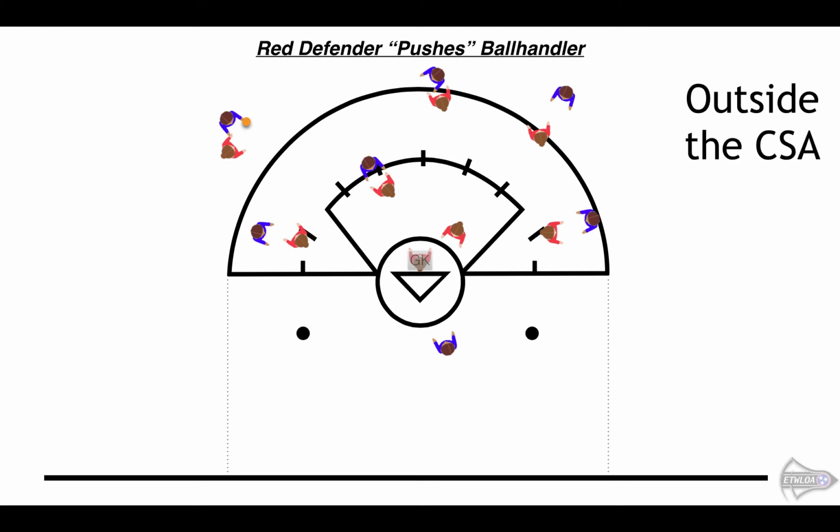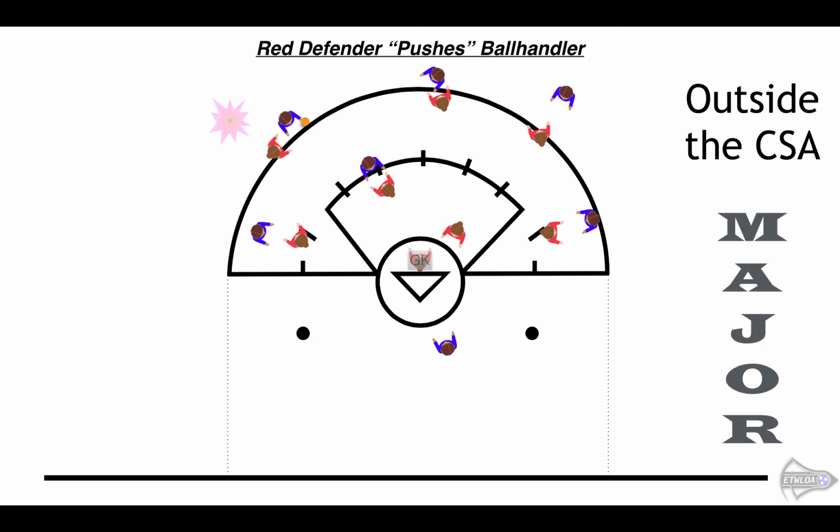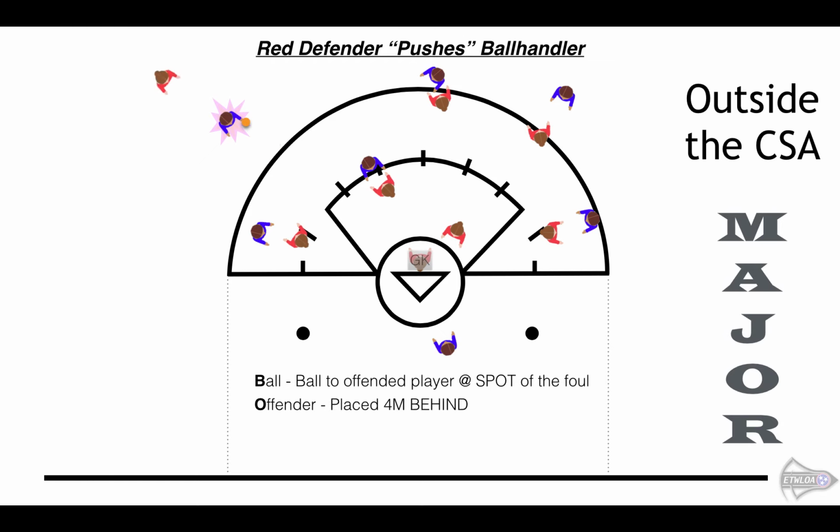Here we have a red defender pushing the blue attack player with the ball. The whistle is blown and the players stop. We'll issue or administer this foul as a major foul. We'll do this by returning the ball to the offended player and place them at the spot of the foul. We'll place the offender 4 meters behind, and if needed, we will place other players. We'll move them 4 meters away from the new free position.